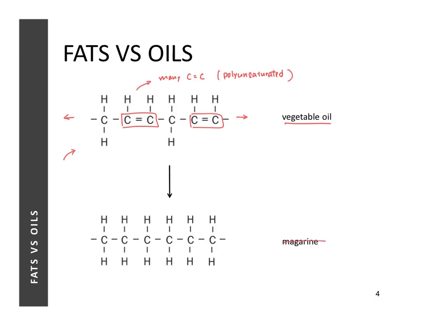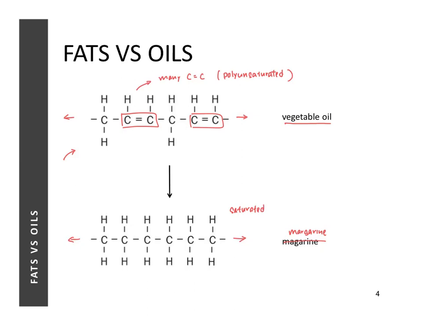Margarine has a structure that looks like whatever is shown. Again, it repeats itself to the left and the right. What you notice about margarine is that there are no carbon-carbon double bonds. So it's like an alkane. We say that it's saturated.